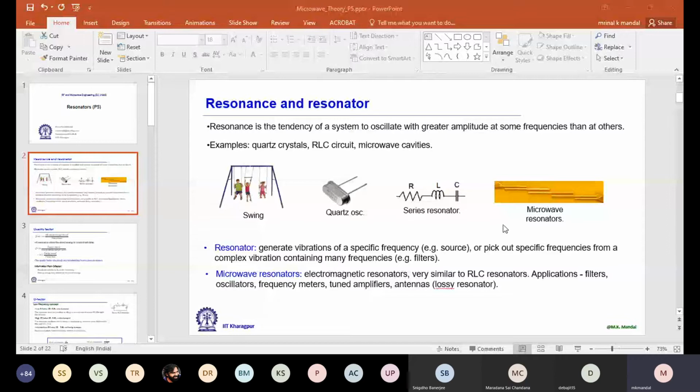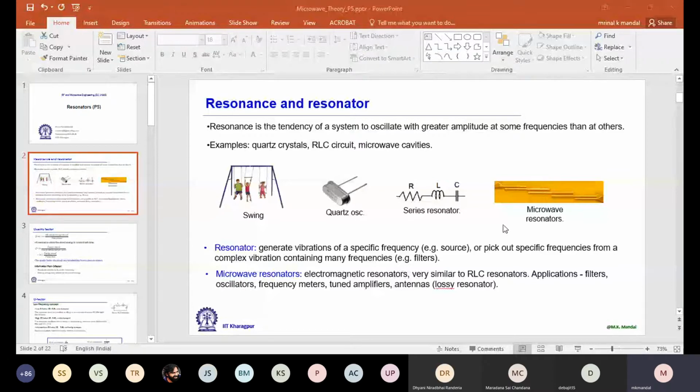Then tuned amplifiers and antennas. For the antennas, we have again two different categories. One category is based on traveling wave. Examples, there are many actually: Vivaldi antenna, horn antenna. And the second category is based on resonant circuits, so basically resonators. It's a leaky resonator because a part is coming out in the form of radiation. So that is a loss to the circuit. That's why we call them leaky resonators.